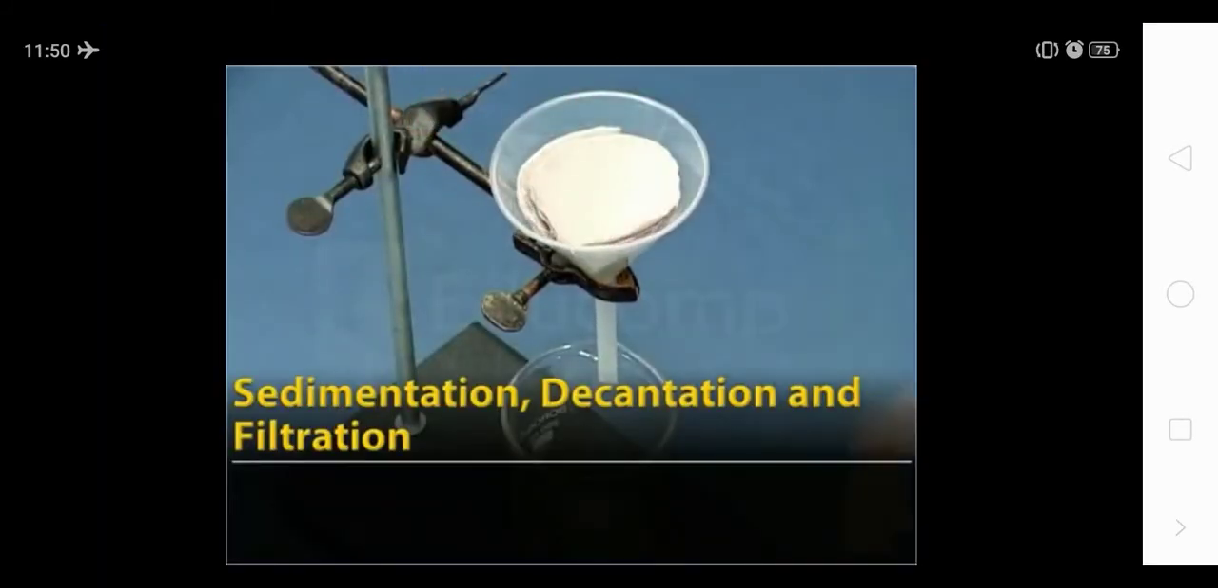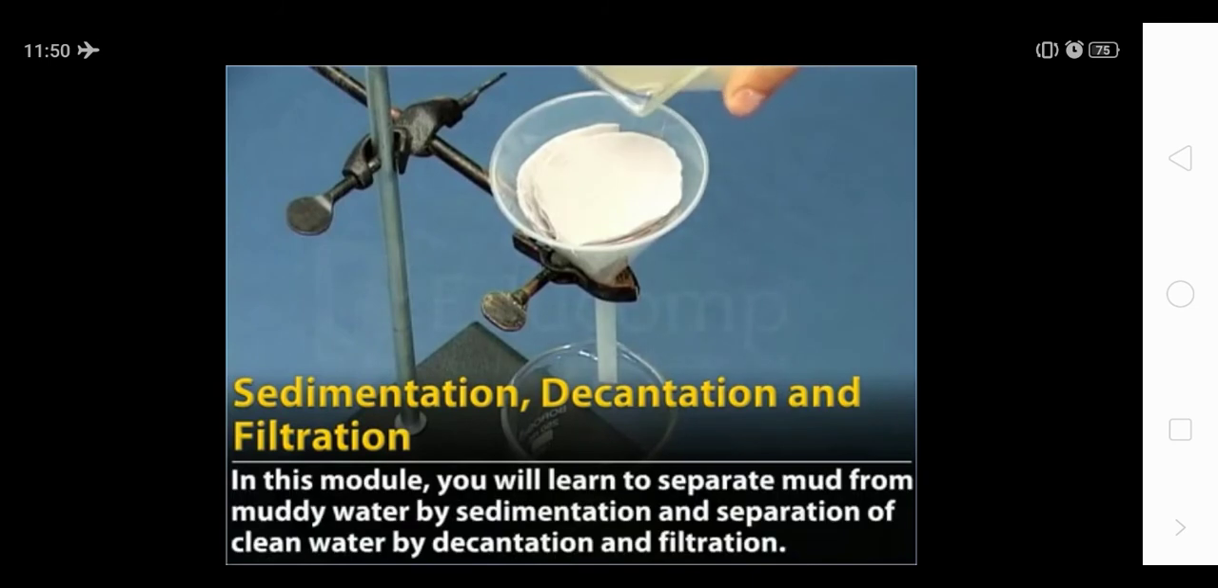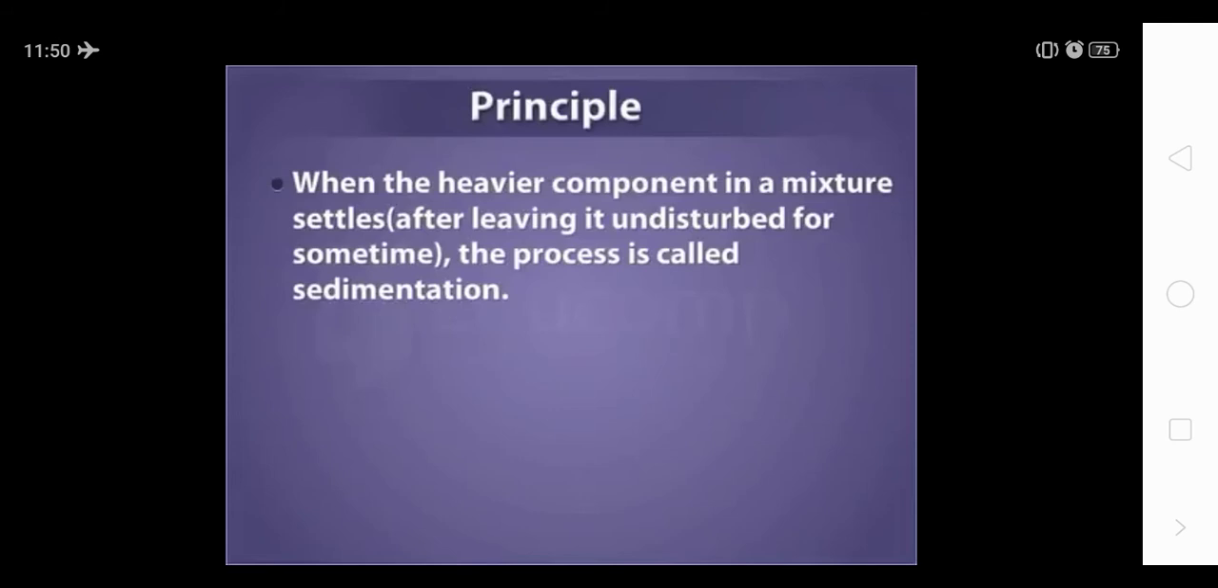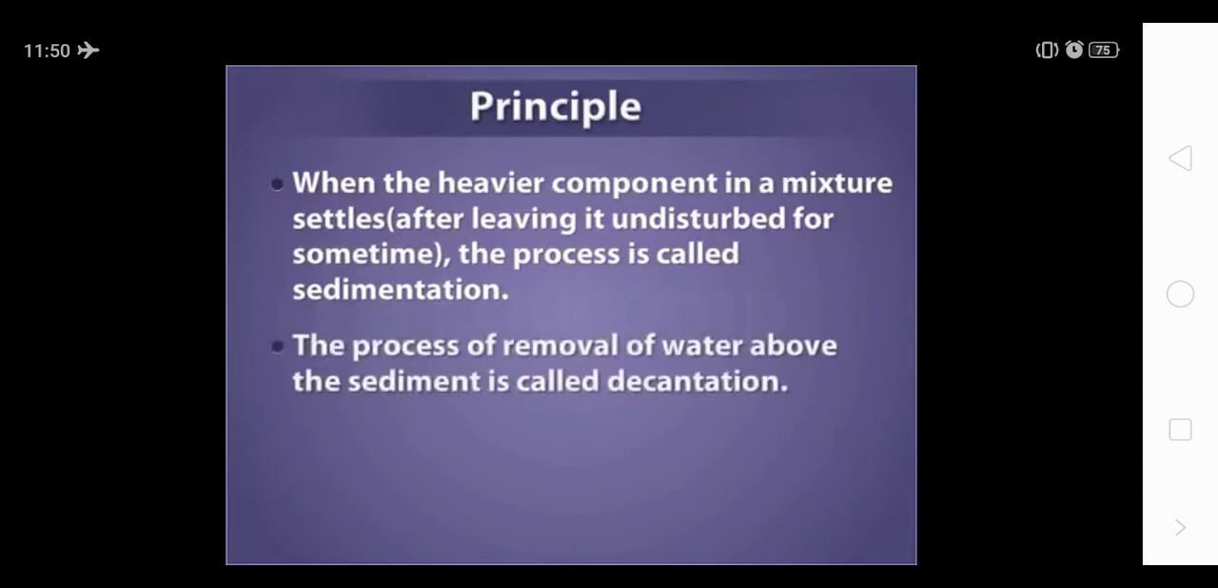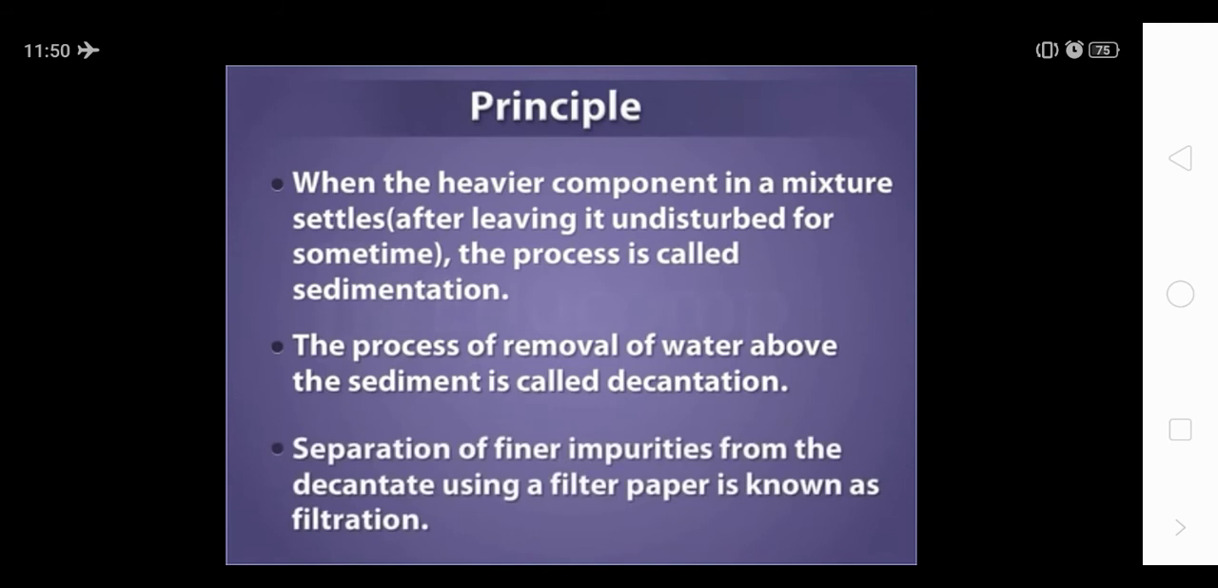Sedimentation, decantation and filtration. In this module, you will learn to separate mud from muddy water by sedimentation and separation of clean water by decantation and filtration. When the heavier component in a mixture settles, the process is called sedimentation. After sedimentation, the process of removal of water above the sediment is called decantation. Separation of finer impurities from the decantate using a filter paper is known as filtration.